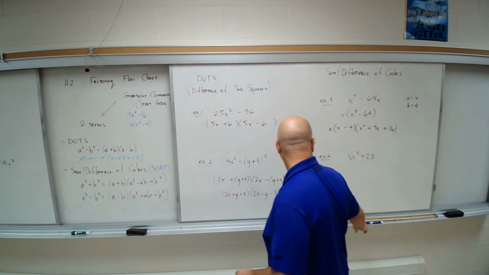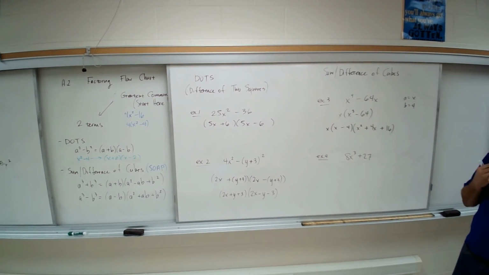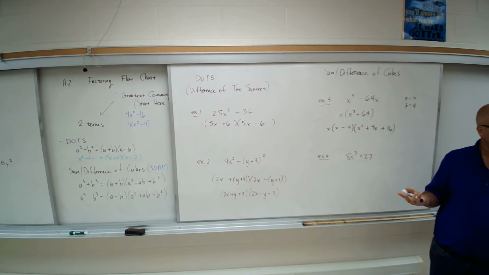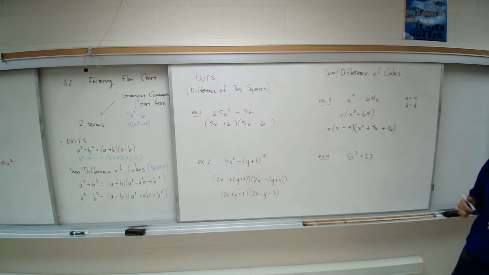Okay, so for example 4 here, we have 8x cubed plus 27. I see an x cubed. That makes me think cubed. I see an 8, which I know is 2 times 2 times 2, and 27, which is 3 times 3 times 3. So we should be in good shape here.